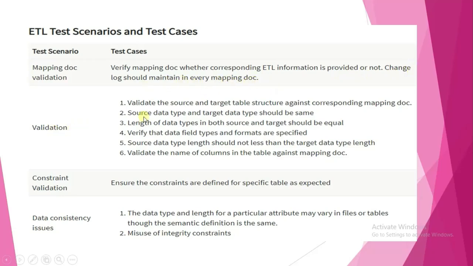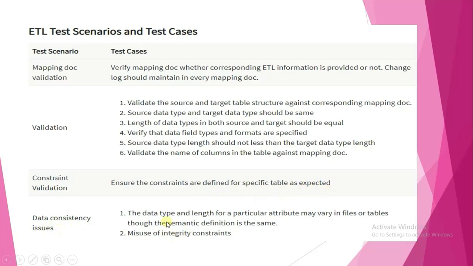So validation, that is, validate the source and target table structure against the corresponding mapping doc. Source data type and target data type should be the same. Length of the data types in both source and target should be equal. Verify that the data field types and format are specified. Source data type length should not be less than the target data type length. Validate the names of columns in the table against the mapping doc. Constant validations: ensure that constants are defined for a specific table as expected.